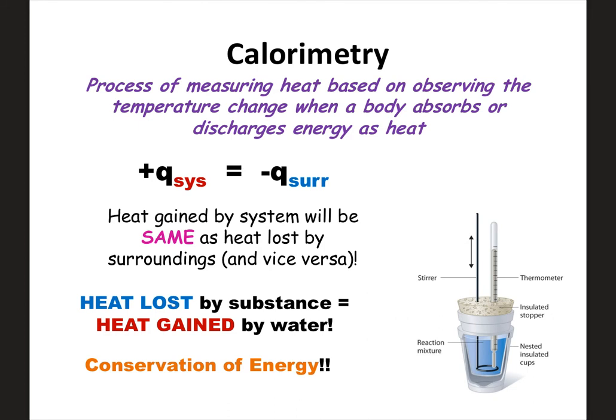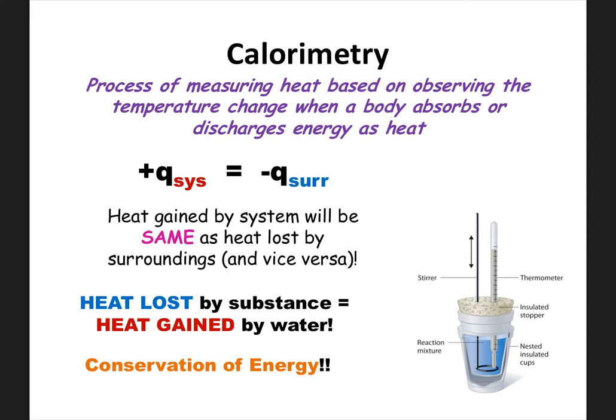A very important idea that we will be using in these calorimetry problems is this idea of plus Q equals minus Q. The basic gist is that the heat that is gained by your system must be equal to the heat lost by the surroundings and vice versa. So what does this all mean?